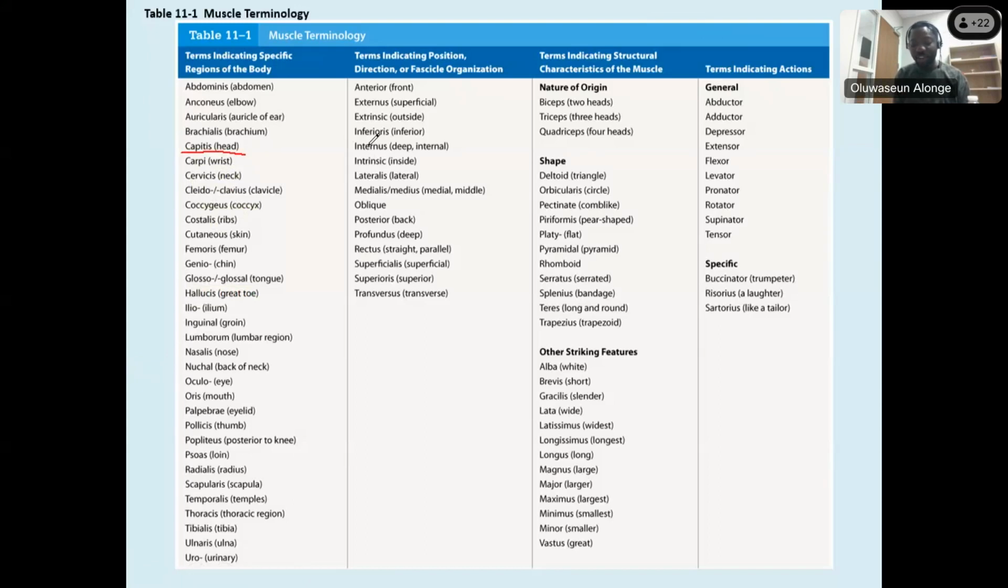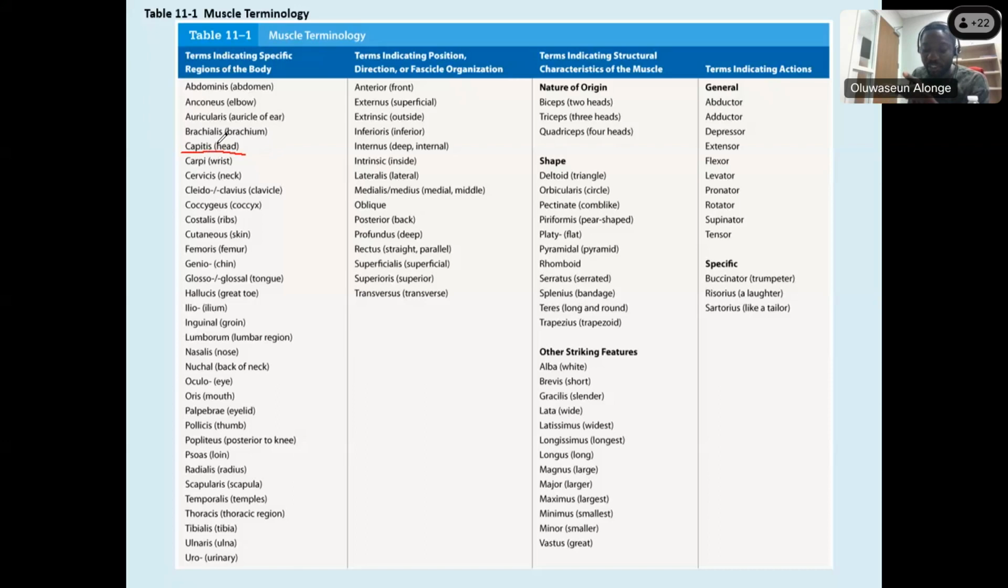In my country, we use the word capital. So we say the state capital. If you are looking at Texas, for instance, the capital of Texas is actually Austin, which is where the administrative office is. So we call that the capital. That means the head of Texas is Austin, in quotes. So the capital means head. So capitis means head.